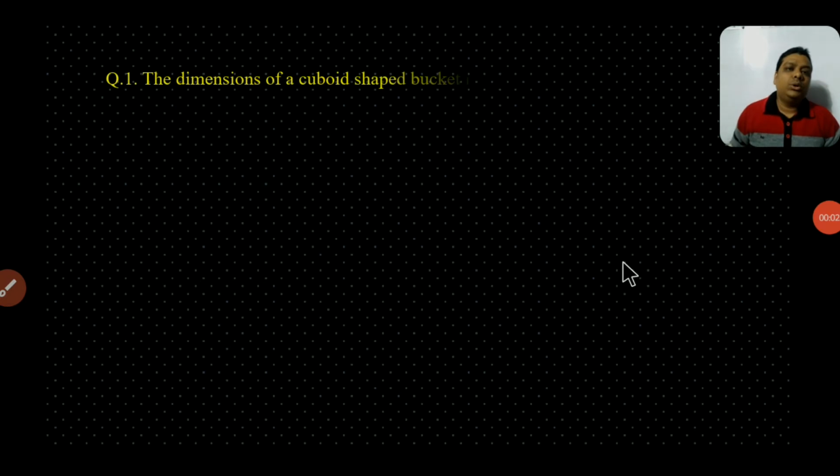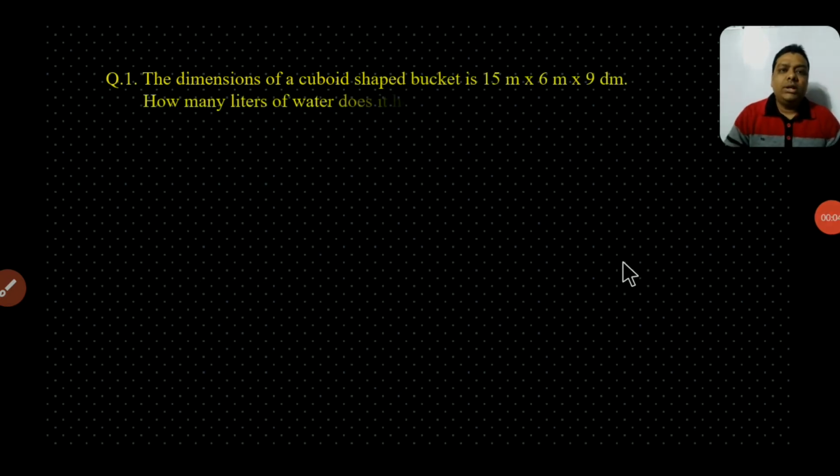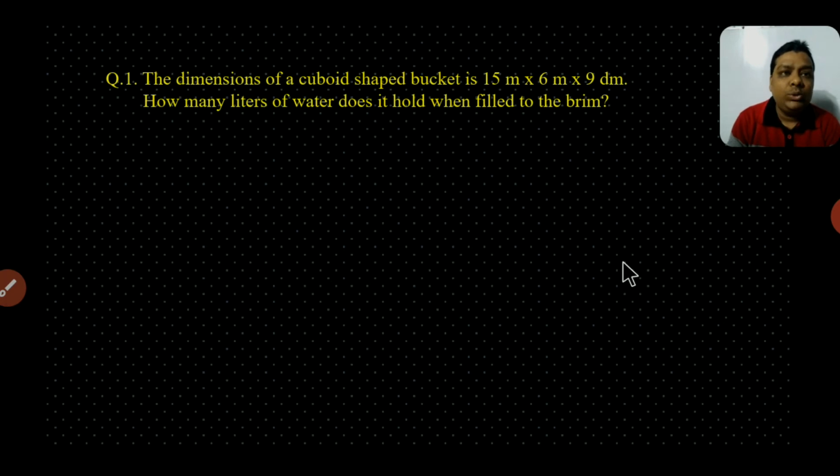Okay, students. So let's move to the next point. Now, students, question 1. The dimensions of a cuboid shaped bucket is 15 meter into 6 meter into 9 decimeter. Dimension means what? That first one is the length, second one is the breadth, and the third one is the height. Now we have to find how many liters of water does it hold when filled to the brim.